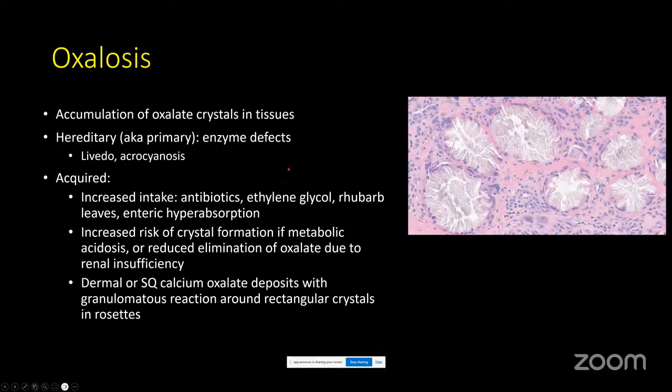Oxalosis, you get accumulation of oxalate crystals in the tissue. You can have it as a hereditary or primary disorder, or you can have it acquired, like people who drink ethylene glycol, and some antibiotics can do it. I didn't know rhubarb leaves could do it, but that was on the list. People who have renal insufficiency can have problems eliminating it, so you're going to see it probably in that class of patients. And you get these almost rosette-like collections of rectangular, grayish beige material surrounded by multinucleated giant cells, so very distinct.